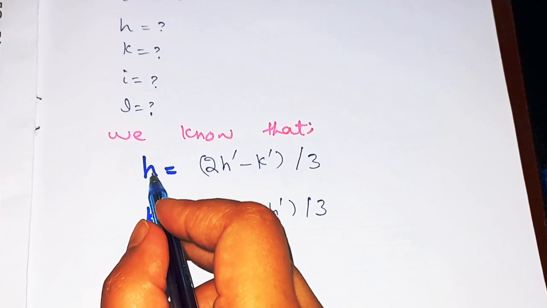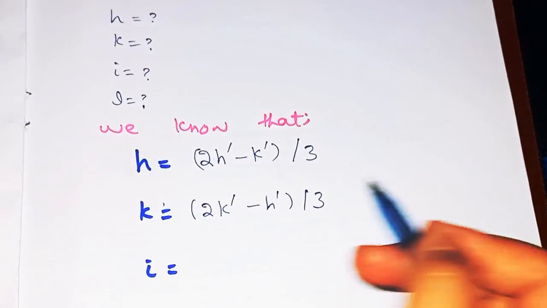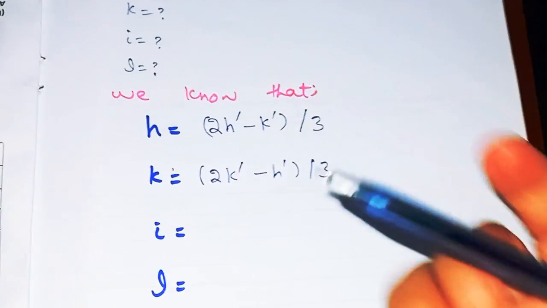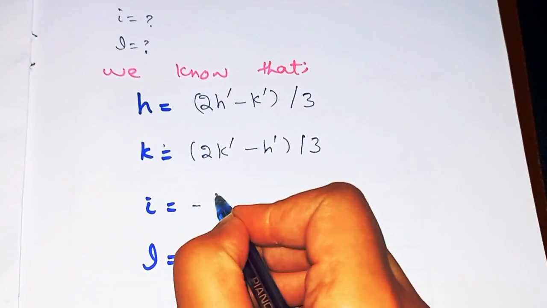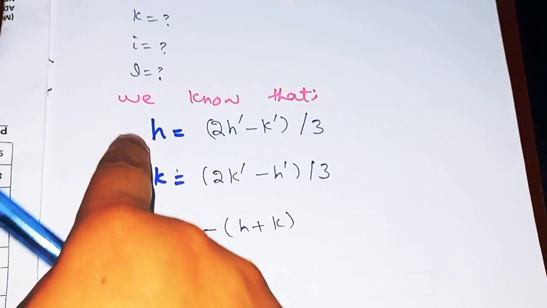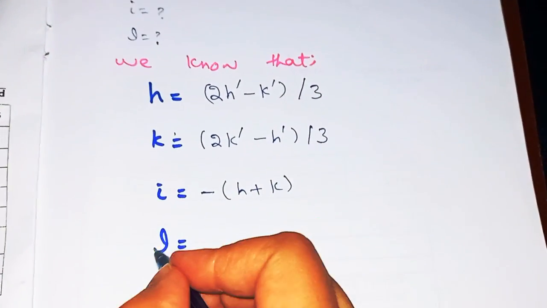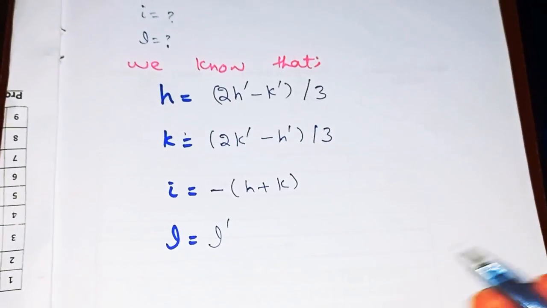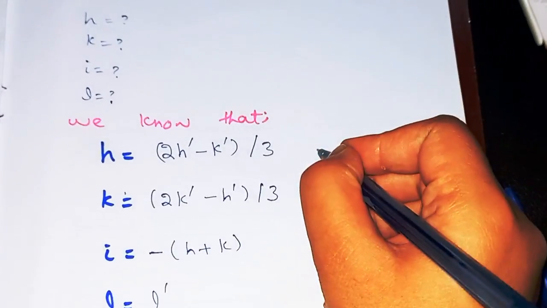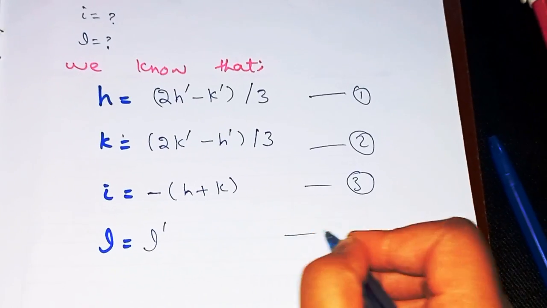Like I told you, h equals 2 h prime minus k prime, and k equals 2 k prime minus h prime. That's just the change. i equals negative of h plus k. You'll calculate these two first and then add them up; the negative of the sum is simply i. And l is equal to l prime. It doesn't change. I can call these equations 1, 2, 3, and 4.